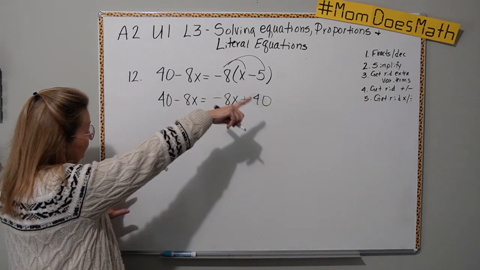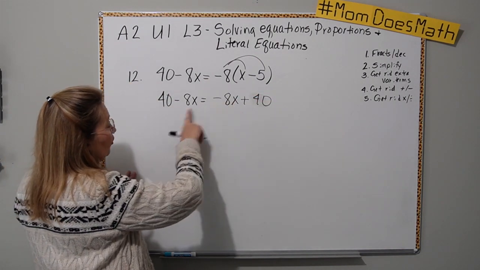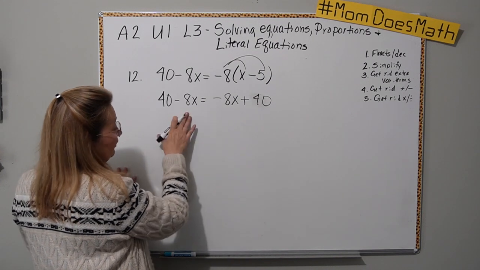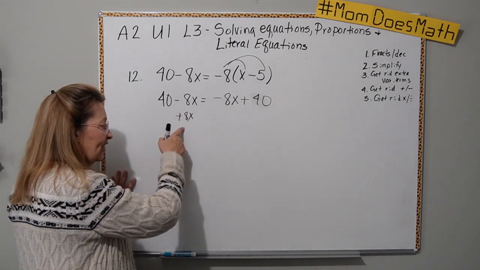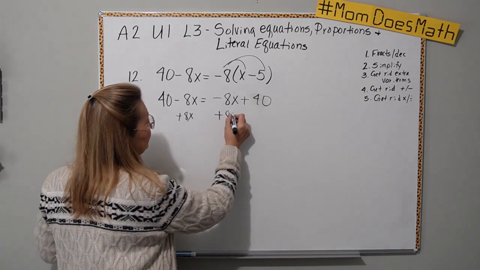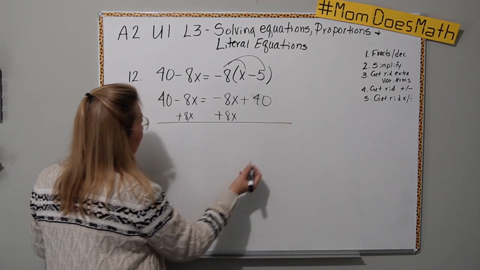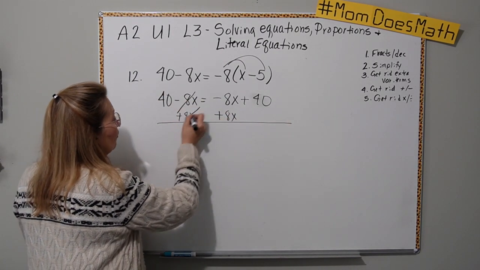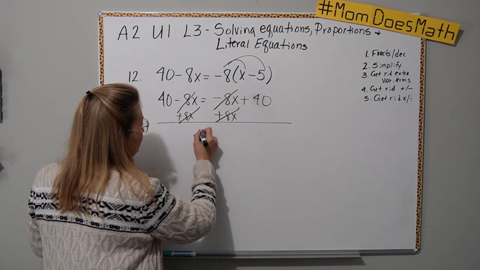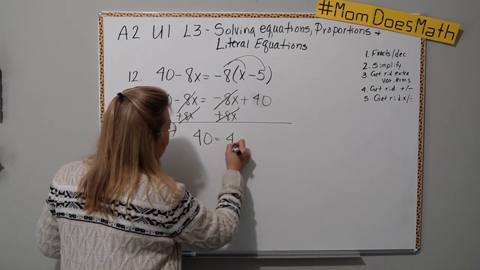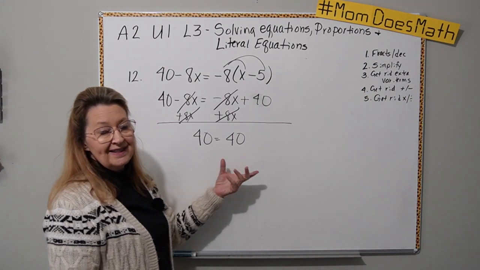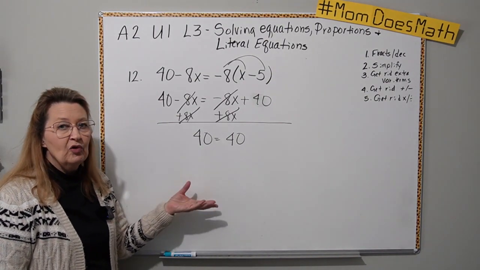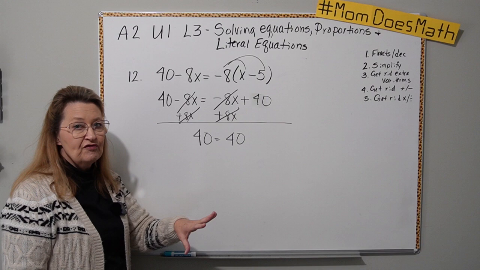Okay, now, doing what I know to do, get rid of one of these variable terms. I'll get rid of this one. To get rid of it, I'm going to add 8x. Whatever I do here, I have to do to the other side. I don't care how it looks. So now, what you wind up with is 40 equals 40. This is different from number 11 because this is a true statement. Number 11 was not a true statement, it was false.